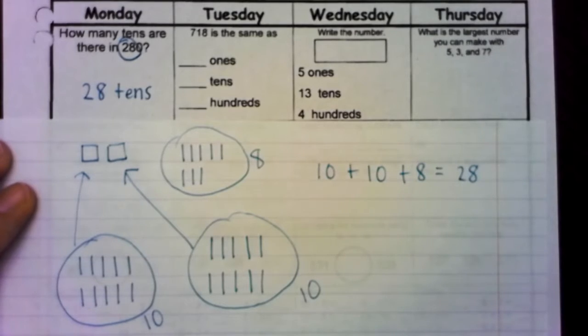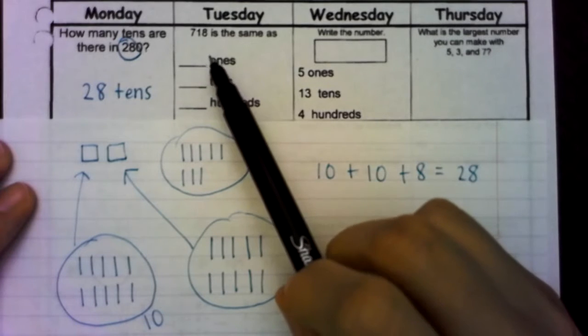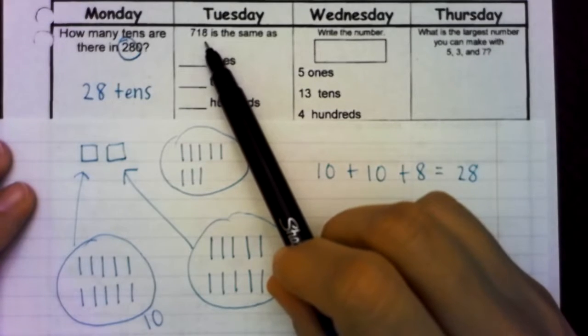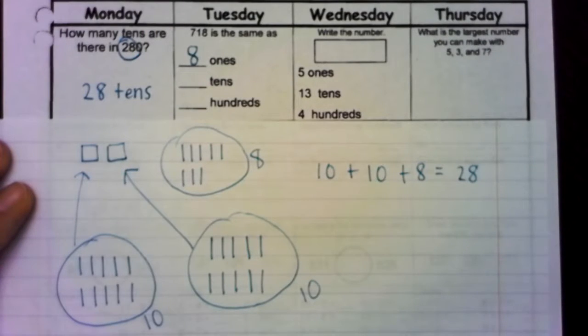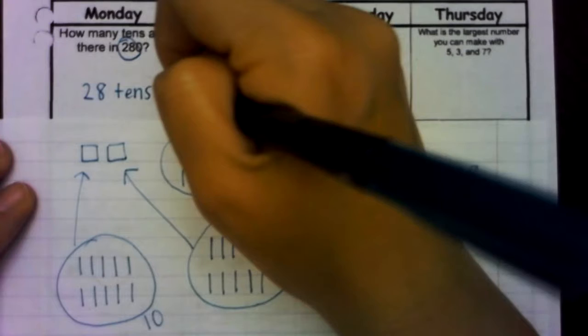On our next problem, it says 718 is the same as, okay, so I'm going to identify with that three-digit number which digit is in the ones place, which digit is in the tens place, and which digit is in the hundreds place. So if I look at that number, I'm going to remember that the ones place is on the far right. And so the 8 is in the ones place. With a three-digit number, my tens place is in the middle position. So I have 1 ten. And my hundreds place is on the far left. And so my 7 is in my hundreds place.